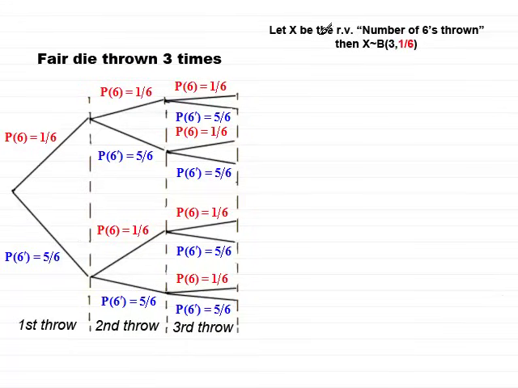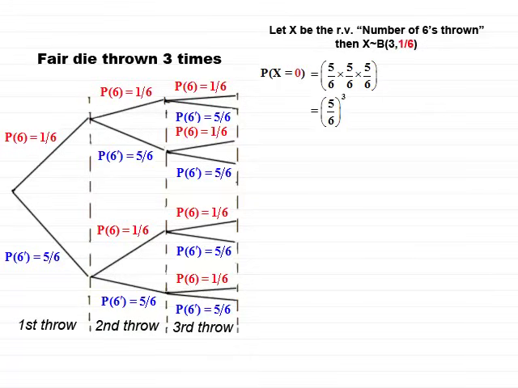So if we start by looking at the random variable x, the number of 6s thrown, then x would follow a binomial distribution with 3 trials, and the probability of success, that is getting a 6, is 1/6. Now, if we were asked to work out the probability of getting no sixes, for instance, we would need to travel down this path of the tree diagram, and the probability of that happening would be 5/6 × 5/6 × 5/6. There we go. 5/6, the probability of a failure repeated 3 times over. So that would be 5/6 cubed.